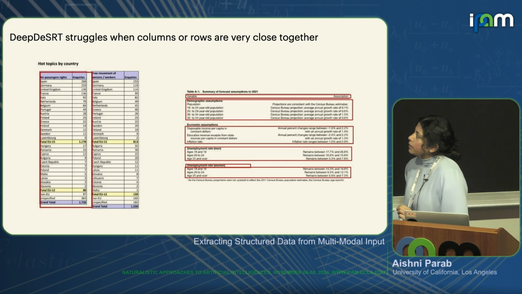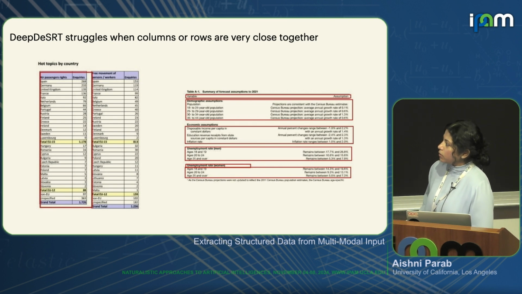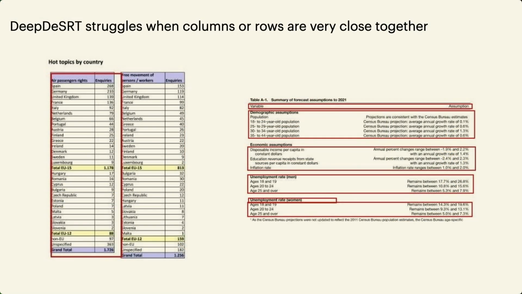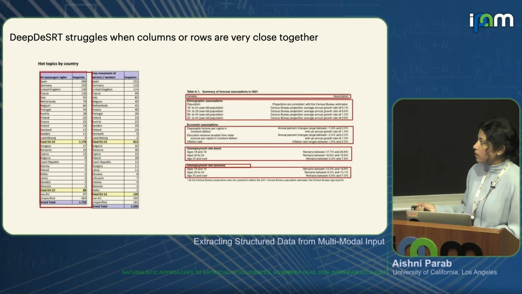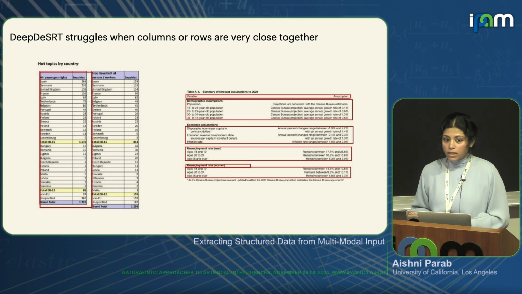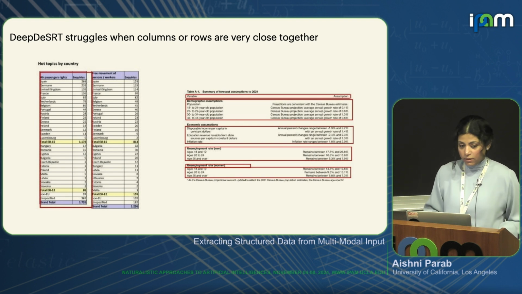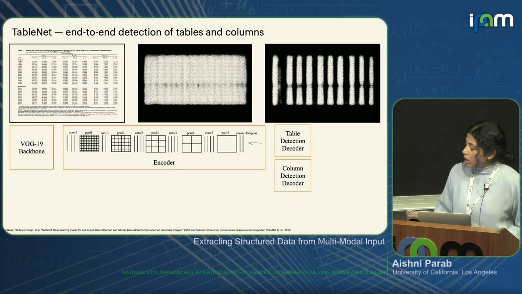It also struggles when the rows and columns are very close together. Take a look at the first image here. Because these two tables are very close to each other, the boundary for the first column was misinterpreted as the beginning of the boundary for the second table. Similarly, when no border lines are present in the table and you have to detect the rows, you see how the model predicted this entire segment as a row. So when rows and columns are closely spaced together like this, and when there are no boundary lines, it becomes very complex for something like DeepDSRT to process.